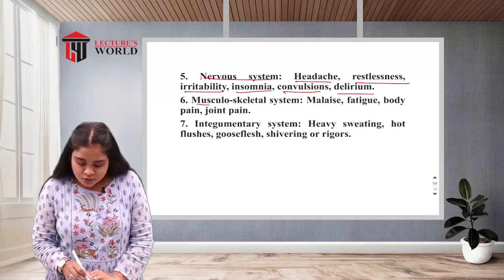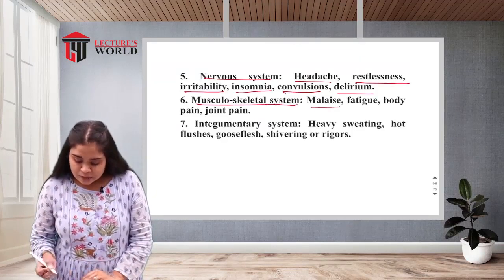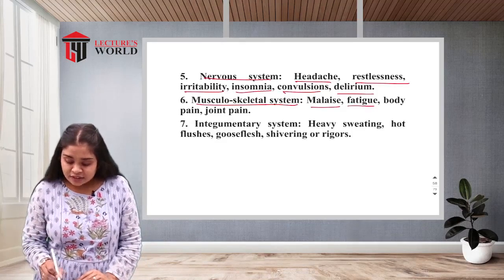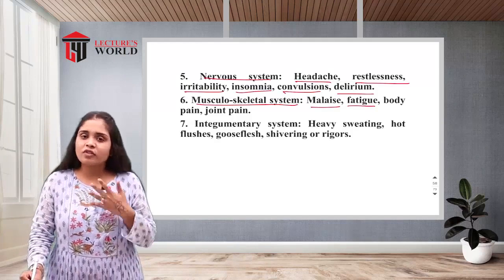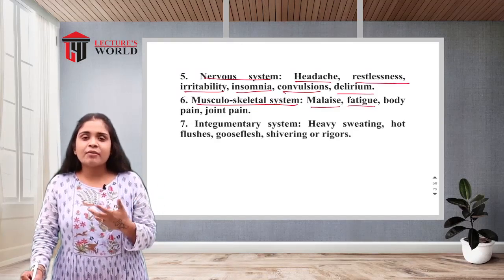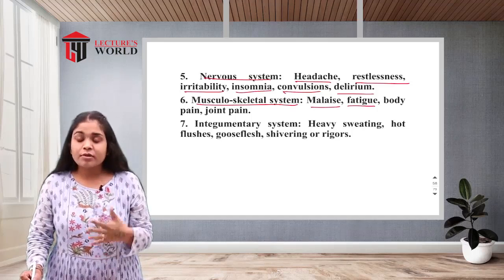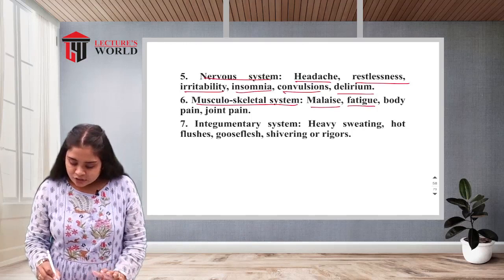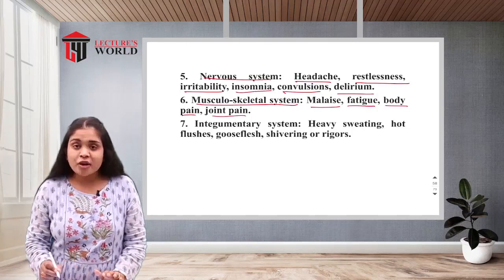Then the musculoskeletal system: malaise will be there, so that is a general discomfort. Then fatigue. The patient will say, oh, I'm not feeling so energetic, maybe I'm very restless, or the patient will say I'm feeling very weak. So that is fatigue. Then body pain will be there and joint pain.